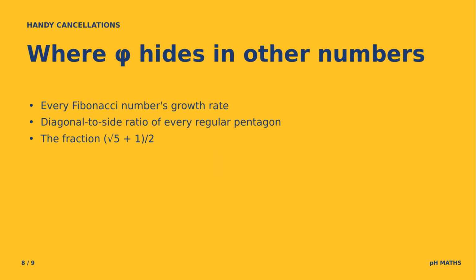Where phi hides: every Fibonacci number's growth rate, the diagonal to side ratio of every regular pentagon, the fraction root 5 plus 1 over 2, that's phi, and any quadratic of the form x squared equals x plus something is structurally related to phi. Spot the Fibonacci pattern in a sequence and you've spotted phi waiting underneath.